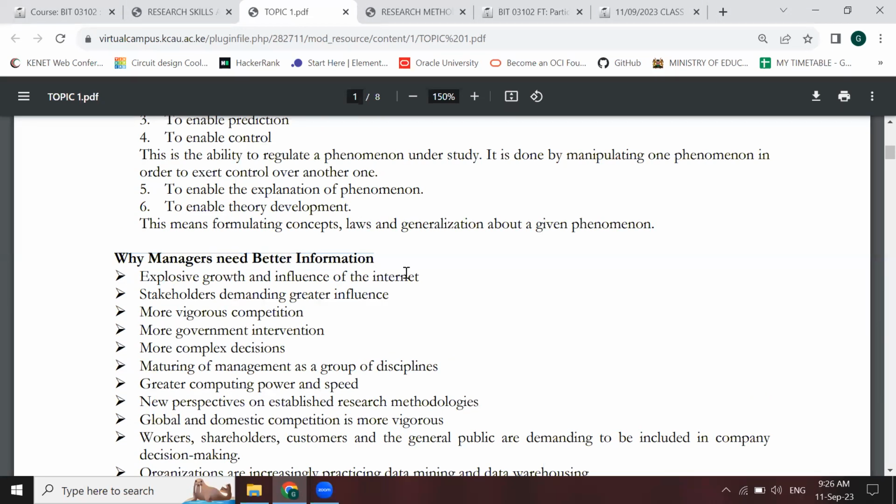Then note this, research is not conducted out of hearsay. You note that the problem must be documented, something that you can rely on. So don't just conclude that I want to conduct a research because I heard this and that. Avoid hearsay. You must have scientific data to back up your idea.